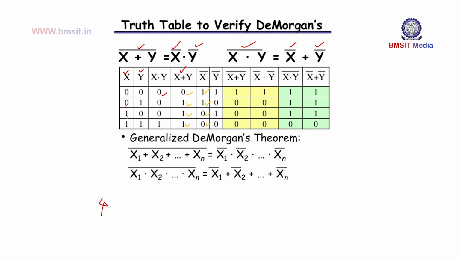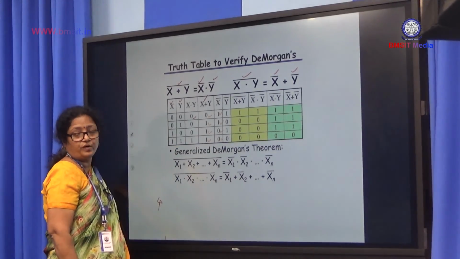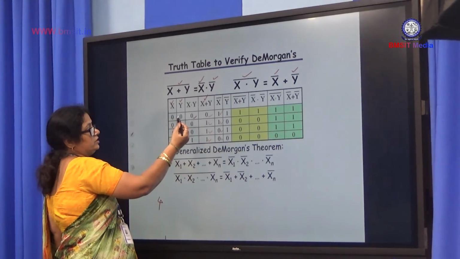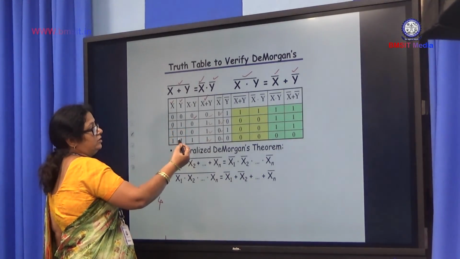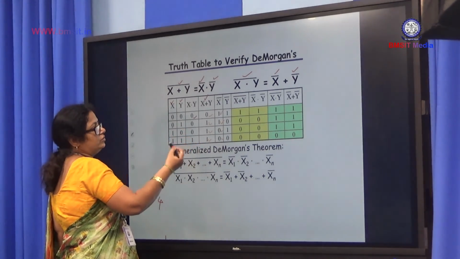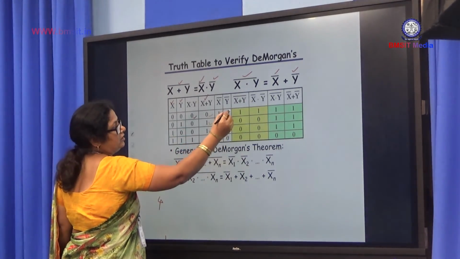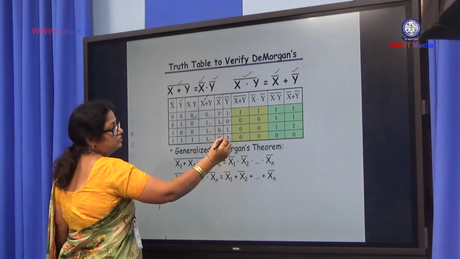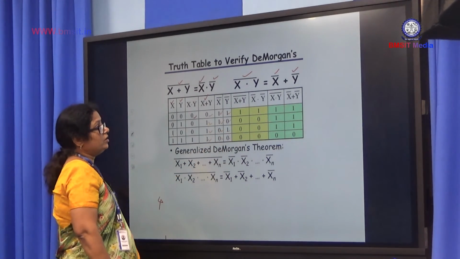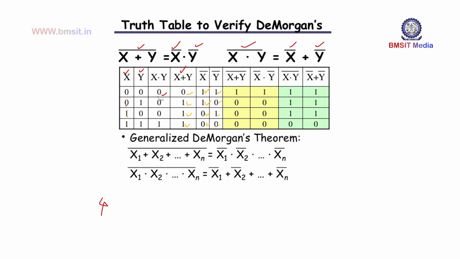Now, similarly, y bar is the complement of y. Here y is taking values 0, 1, 0, 1. So, the complement will be 1, 0, 1, 0. Just check here: 1, 0, 1, 0. So, we have filled all the required variables.